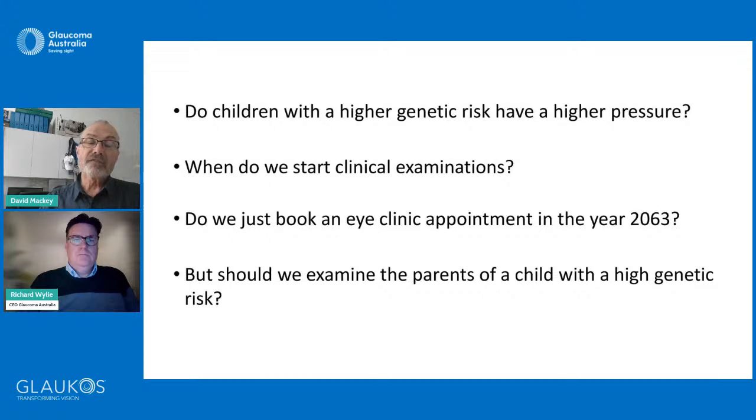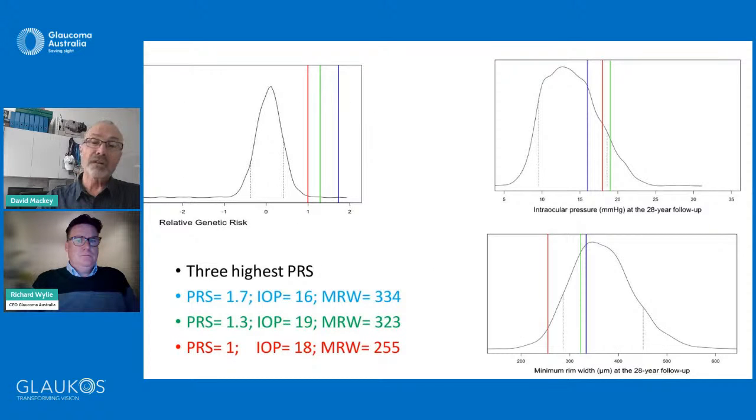So a question we have then research-wise is, do the children with a higher genetic risk have a higher pressure, as we found with the parents at their 20-year exams? And then it begs the question of, if someone does have a high genetic risk, when do we recommend clinical examinations start? As I mentioned, we could wait till someone turns 40, but can we actually pick up those people who are starting this pathway to glaucoma? Even someone who might be creeping up from 14 to 16 for a period of years might be someone that we think of intervening for earlier.